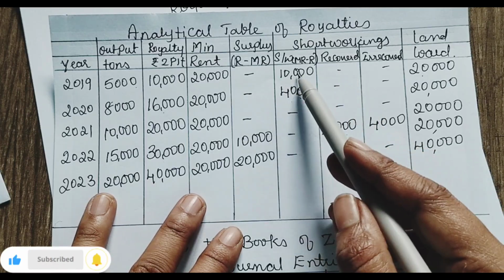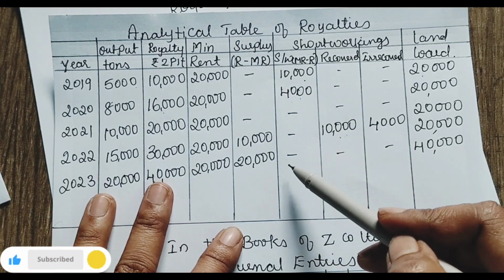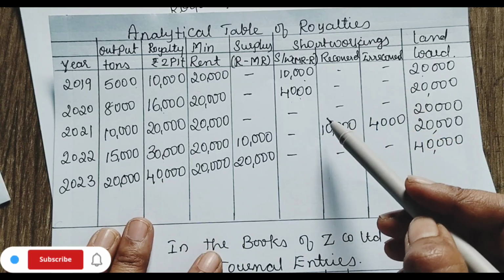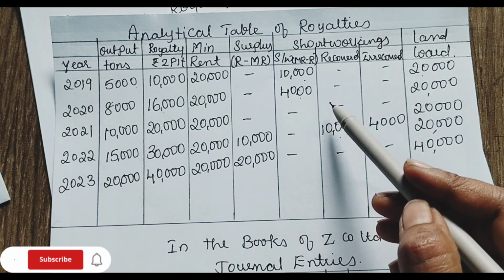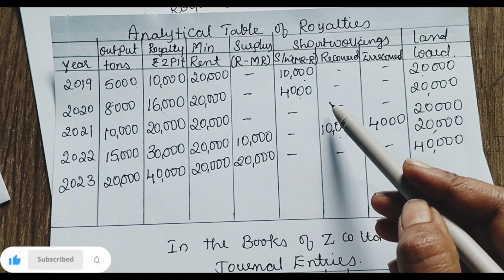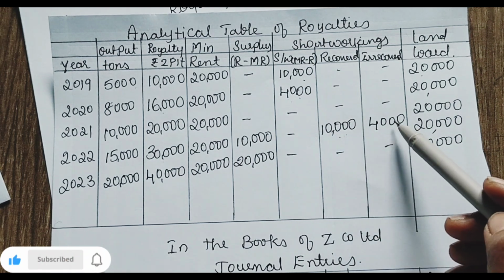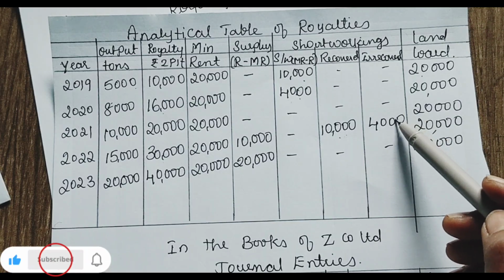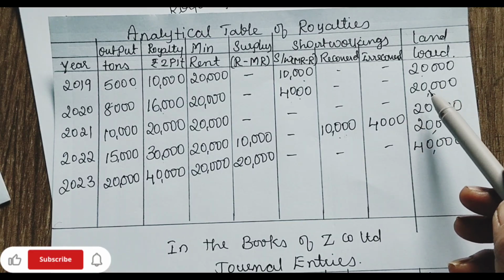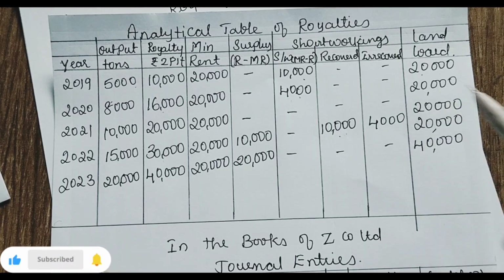Recovery: whatever short working occurred, you can recover when you have surplus. The concerned years for the recovery will be given. Within that specified period, you can recover. If it is not recovered, then that balance amount is called the unrecovered amount. And the last column is whatever amount you are paying to the landlord.